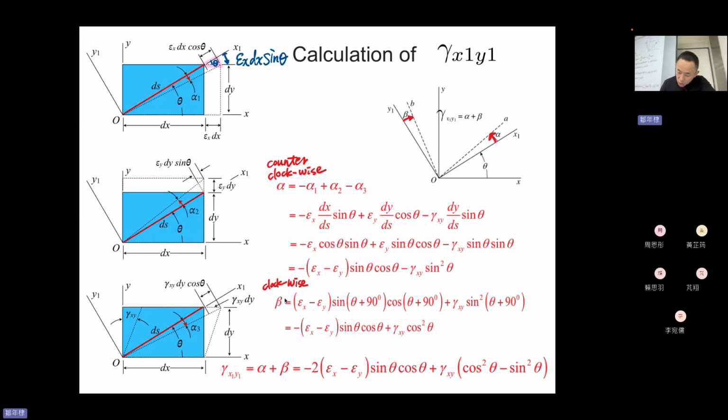So this is a little bit difficult now. Epsilon x dx sine theta divided by ds becomes alpha 1. However, did you notice that alpha 1 is clockwise? So this is counterclockwise. So this is negative. Okay, so this is the first component.